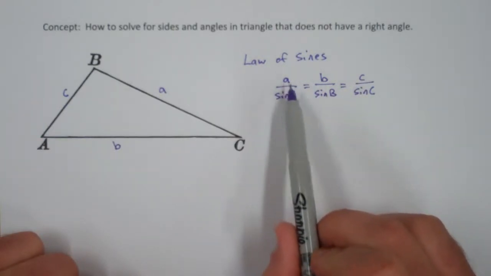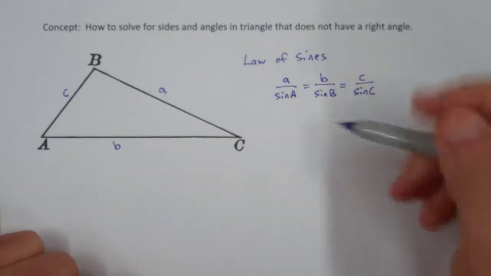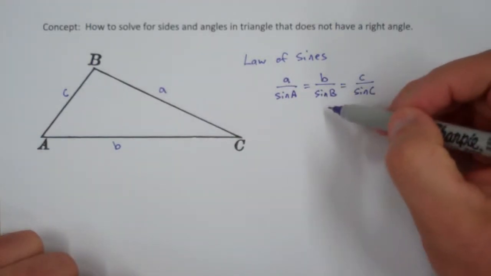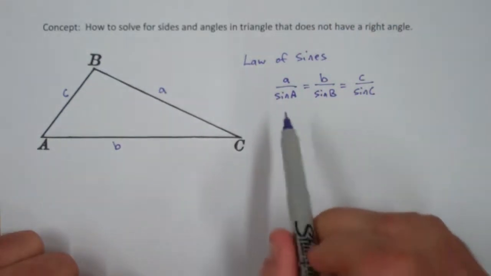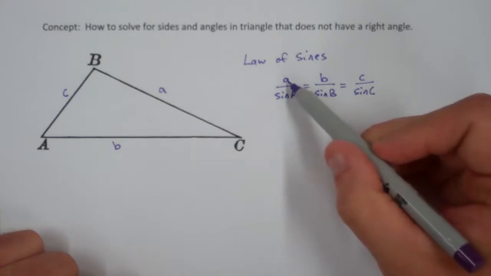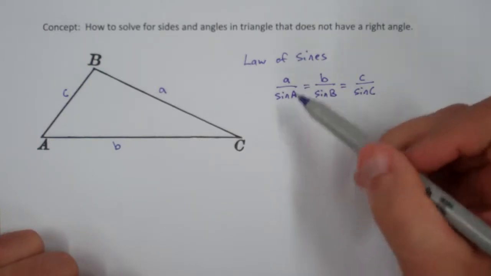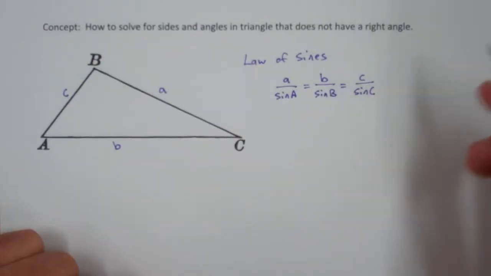You can also flip these, as long as you have like terms in the proper spots of the fraction, all side lengths in the numerators. We wouldn't be able to say that a over sine A is equal to sine B over b. That would not work. So whichever way you set it up, make sure that either the distances are on top, or if the distances are on the bottom, then sine of A, sine B, and sine C need to be in the numerator position.